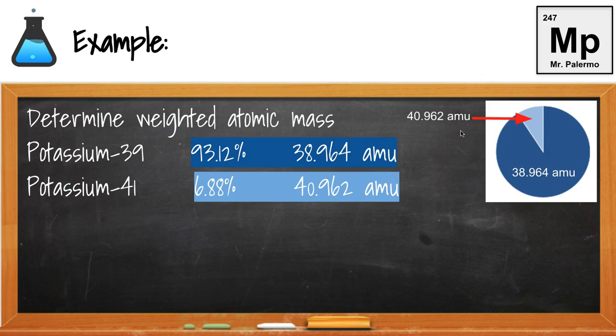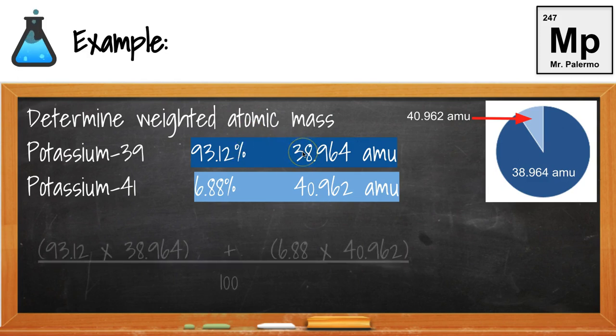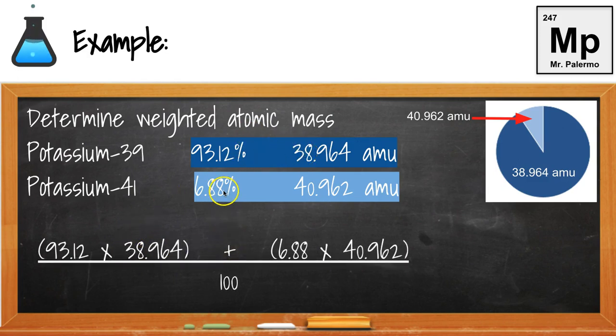Let's see another example. Determine the weighted atomic mass for potassium. So we have potassium 39 and potassium 41. So about 93.1% of the isotopes have a mass of 38.964, and 6.88% has a mass of 40.962. So to get our weighted average, we're going to multiply the percent abundance by the mass, as I did here, plus the next percent abundance times the mass, as I did here, divided by 100, and I get a weighted average of 39.10 AMU.